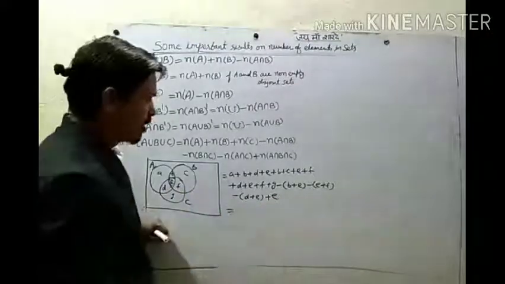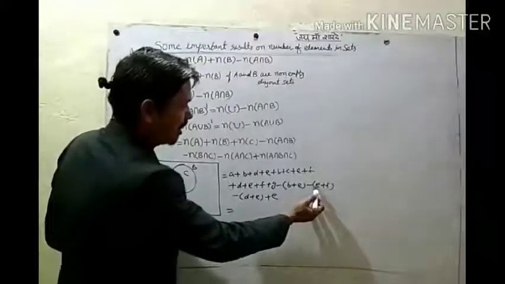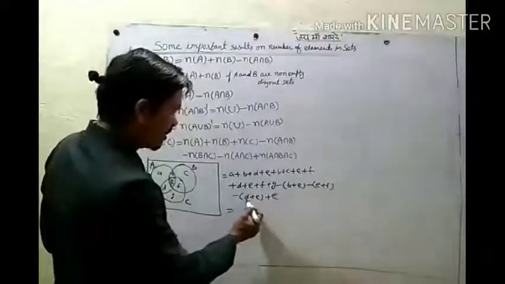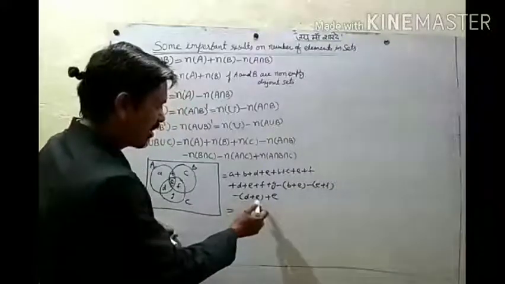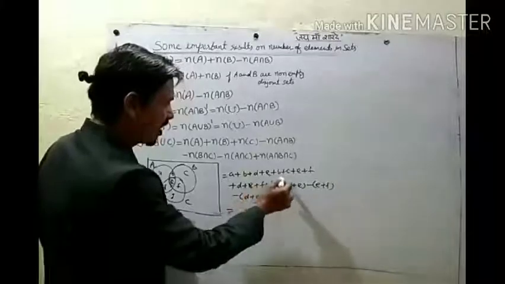Now, okay? If we remove this bracket: minus B minus E, minus E minus F, minus D minus E. So E appears 3 times with a minus sign, and here we have plus E. So this 3E cancels out.